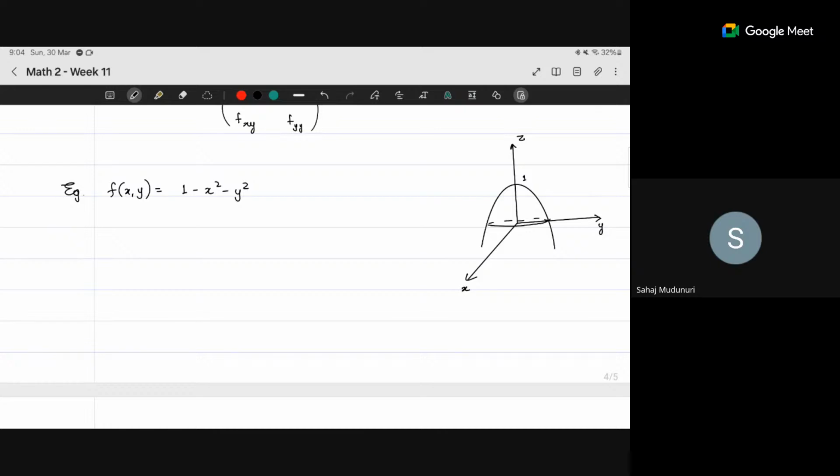What would the origin be? Maximum, sir. So it's a global maximum. It's actually a global maximum, but the Hessian test can only detect local maxima. So let's do the Hessian test and actually verify that.